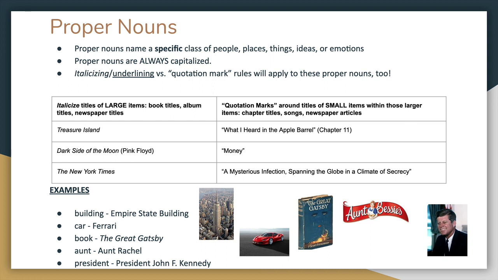If you're talking about your favorite aunt, my favorite aunt sent me to college, then that's just a general non-specific noun. But if you say my Aunt Rachel sent me to college, then you capitalize aunt and you capitalize Rachel because that is her title and then that is her name. For president, if you say the president of a company makes a lot of money, that's just a general president, no capitalization. But if you're saying President John F. Kennedy ushered in a new era of civil rights, then president gets capitalized because it is his title.